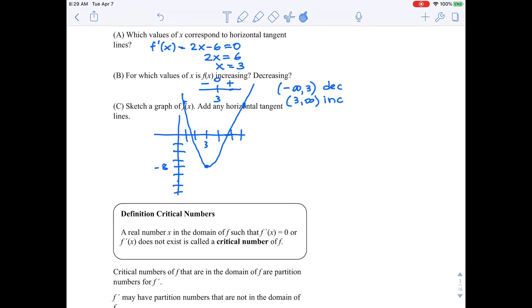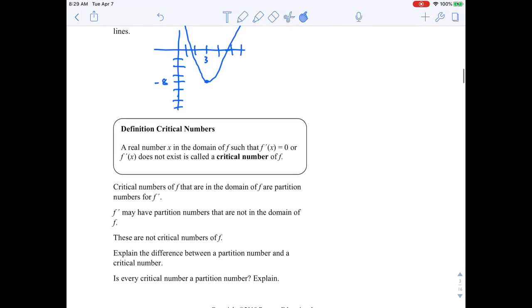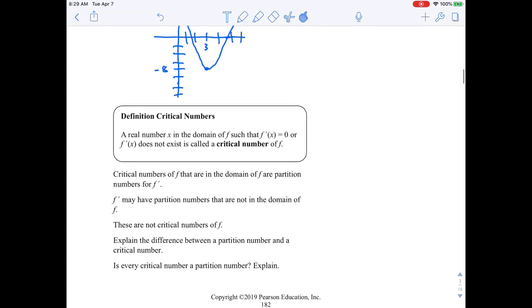Okay, I know my graph is a little rough. So, definition of a critical number. A critical number is a value where our first derivative is equal to 0, or the first derivative does not exist, but it must be in the domain. So as long as that value is in the domain, it's considered a critical number.